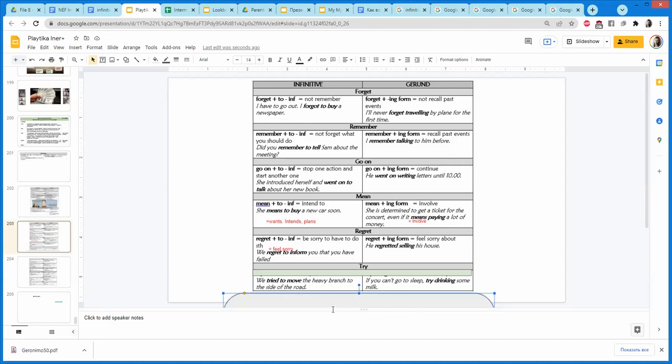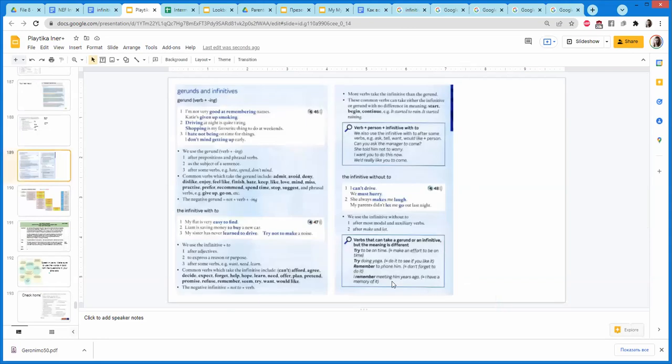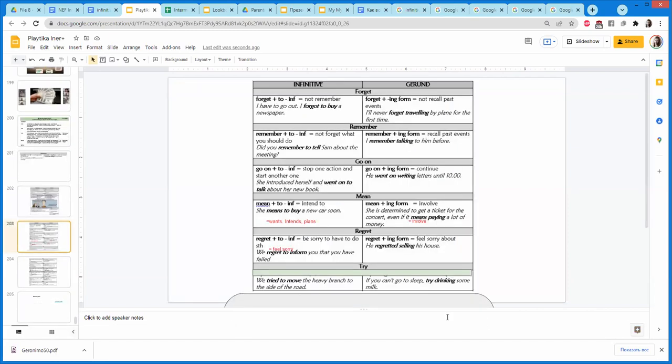This word was in previous lessons, like remember. I think it's about past and future. It's very good when you can have replacements that help you understand. If you replace the meaning of this word with another word: if I change it into intend, it makes sense, it's infinitive. If I change it into involve, this is gerund. So in the sentence, we tried to move the heavy branch to the side of the road, what is the difference from drinking some milk? Very similar, but yeah.